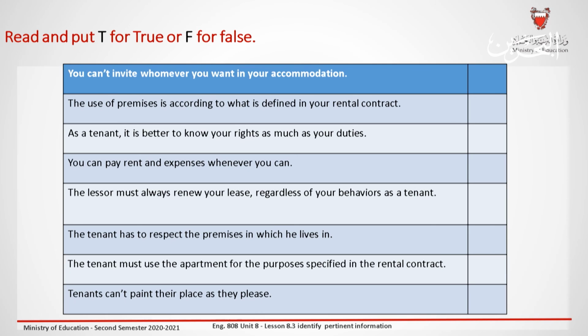The lessor must always renew your lease regardless of your behaviors as a tenant. The tenant has to respect the premises in which he lives in. The tenant must use the apartment for the purposes specified in the rental contract. Tenants can't paint their place as they please. And now check your answers.